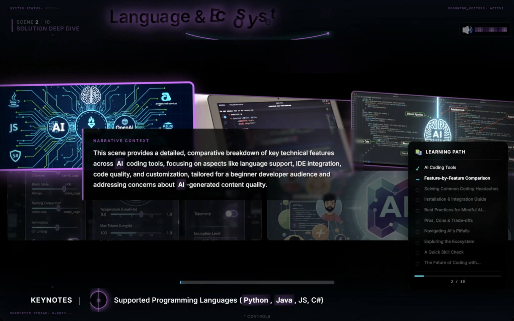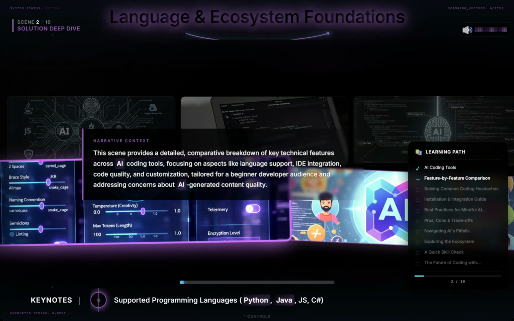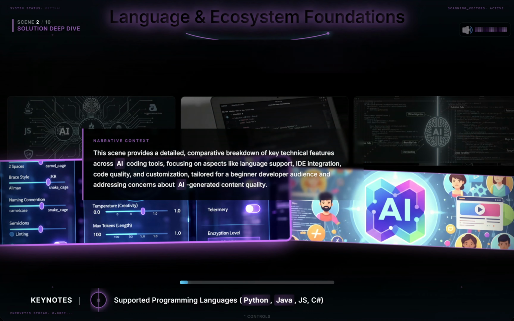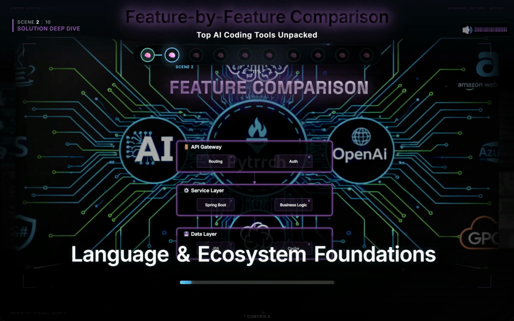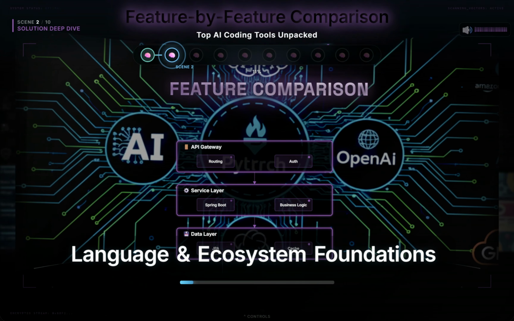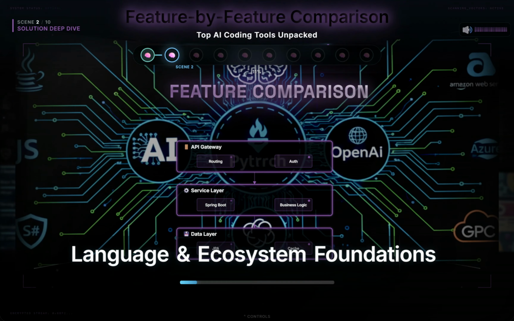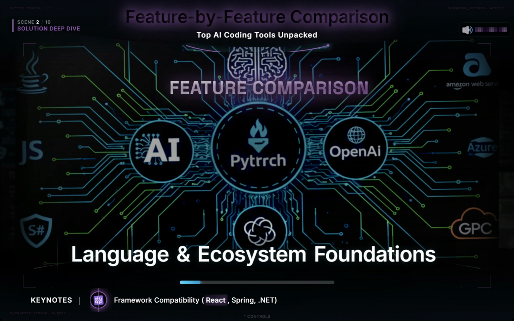Alright, developers, in our last session, we laid the groundwork, understanding what AI coding tools are at a fundamental level. Now, it's time to get pragmatic. Just like choosing the right specialized wrenches and power tools for a complex engineering project, you need to understand the nuances of each tool, not just blindly pick one. We're diving deep into a feature-by-feature comparison across the different types of AI coding tools out there.